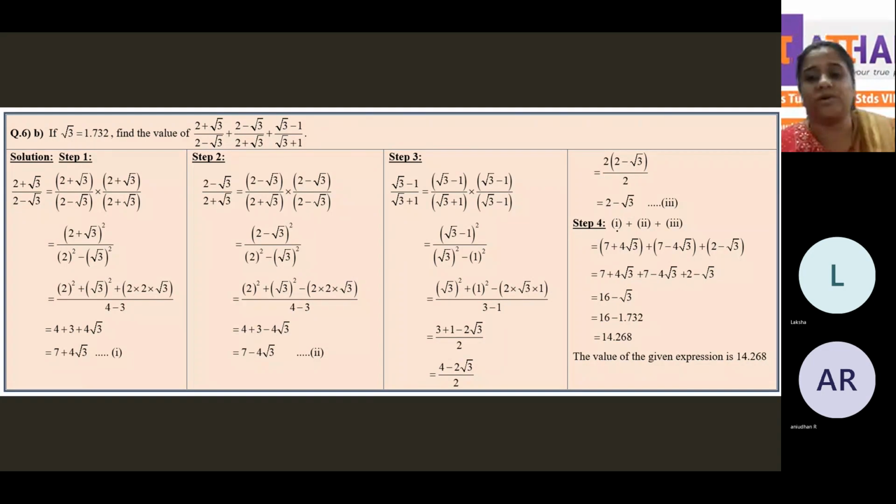Now step 4 is step 1 answer plus step 2. See, I've called this answer 1. I've called this one 2. I've called this one 3.